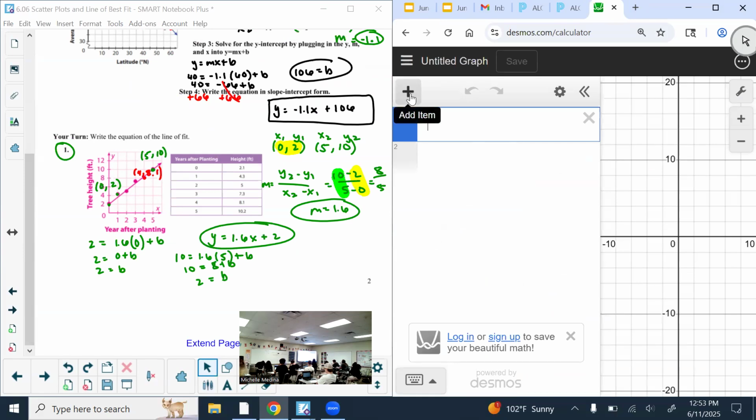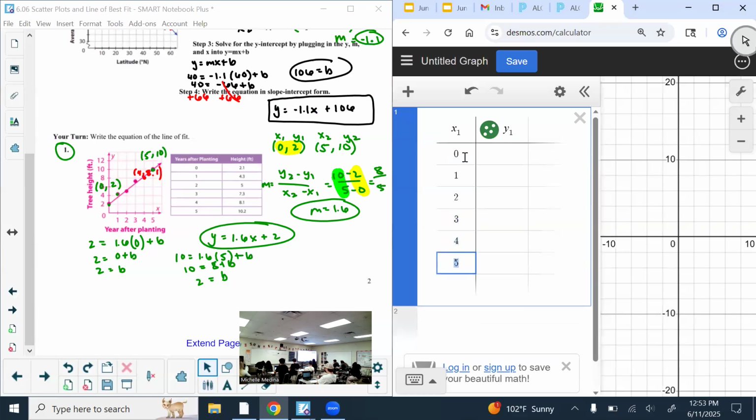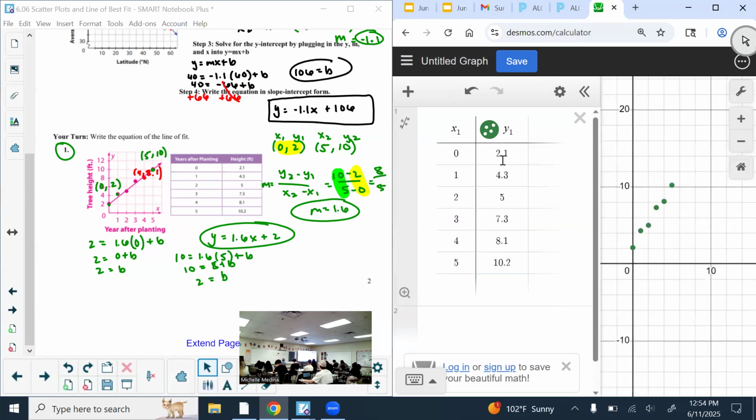You press this button that says add item, and we're going to add in a table, and you're going to transfer your data from your table to this table in Desmos, exactly how they give it to you. Don't mix up the coordinates because then that would make it wrong. Don't leave any coordinates off. You want all of your data. You could see it starts plotting it.